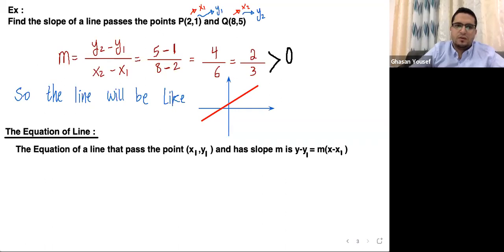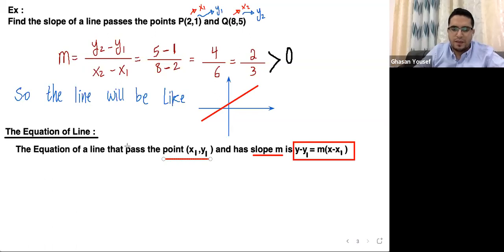So for any line, to know the equation of the line, I need only two things. The first one is the slope, and the second thing is a point such that the line passes this point. So I need a point and I need a slope. The line passes this point and the line has a slope m.